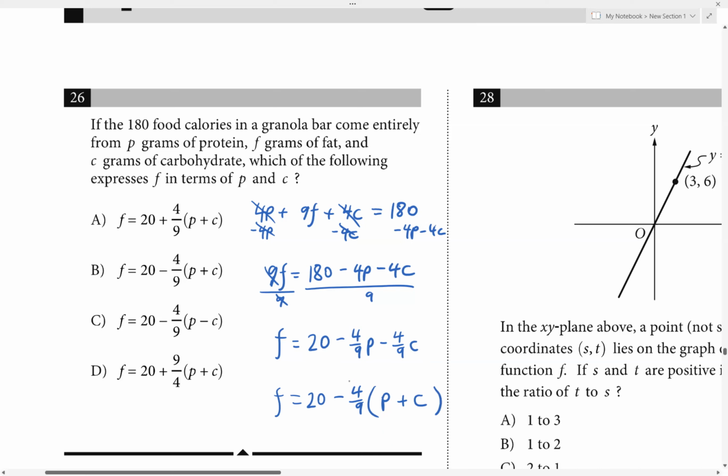Okay, so if you're not sure, we can definitely distribute the negative 4/9 again, right? If you distribute and multiply both, it will become negative again. So that's what we began with. Okay, so yeah, that should be the final answer. We have 20 minus 4/9 times (P plus C), which is letter B for question 26 here.